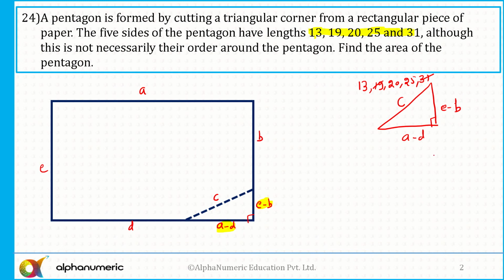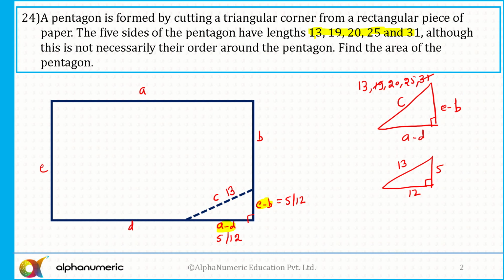So we know that in a right angle triangle, if the hypotenuse is equal to 13, then the other two possible sides are 5 and 12. That we already know here. So let's start with this particular case. Let's say the value of C is equal to 13 here. So for the other two sides, E minus B can be either 5 or 12, and A minus D can be either 5 or 12. These are the two possibilities here.